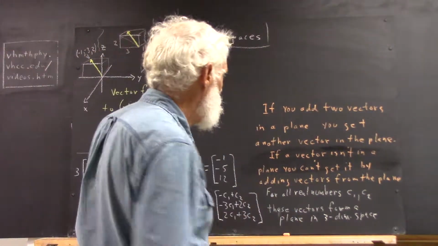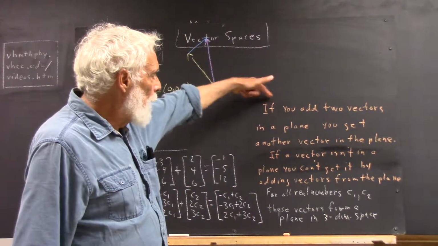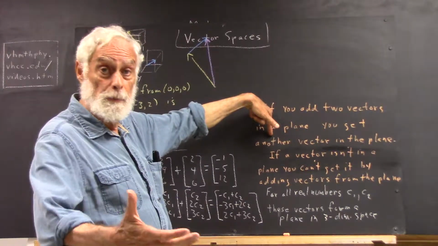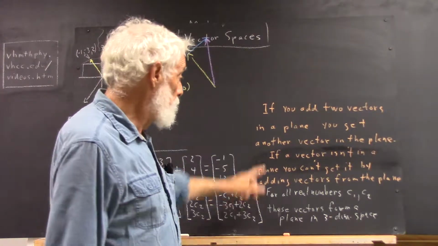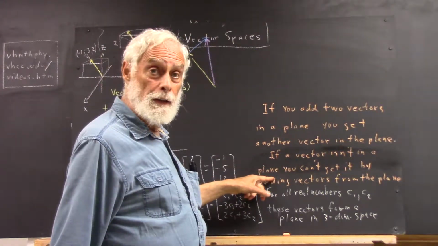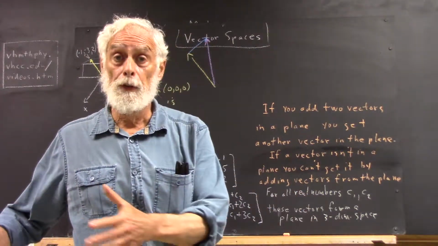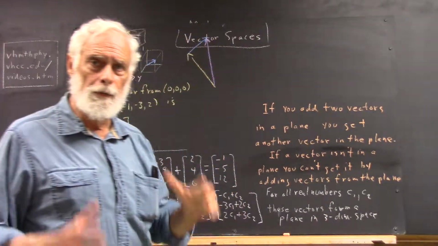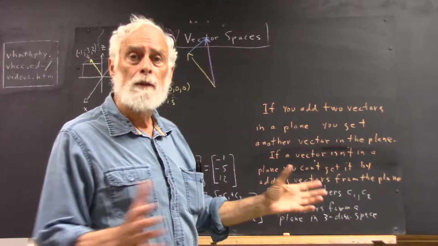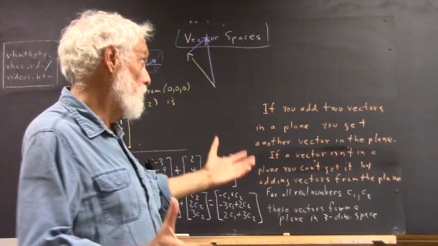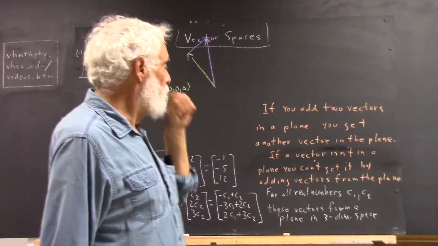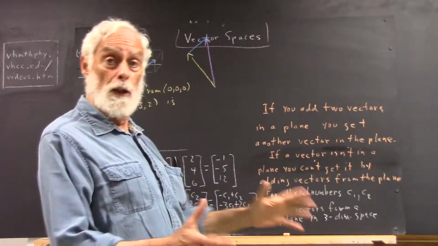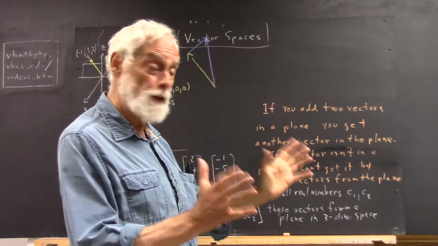Okay, just a little more. If you add two vectors in a plane, you get another vector in the plane. And if a vector isn't in the plane, you can't get it by adding vectors that are in the plane. That's pretty much a characterization of what it means to be a subspace or a space. Okay? The plane forms a space within three-dimensional space. We do call it a subspace, but it's a space in its own right.